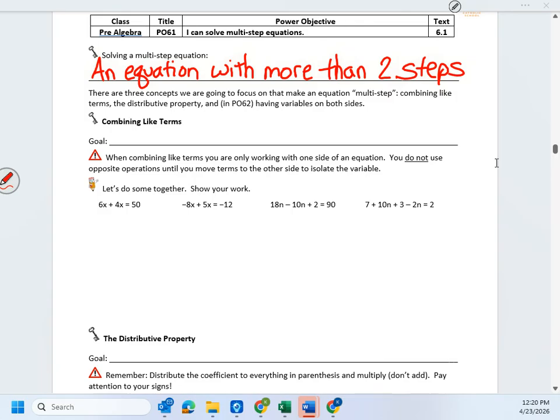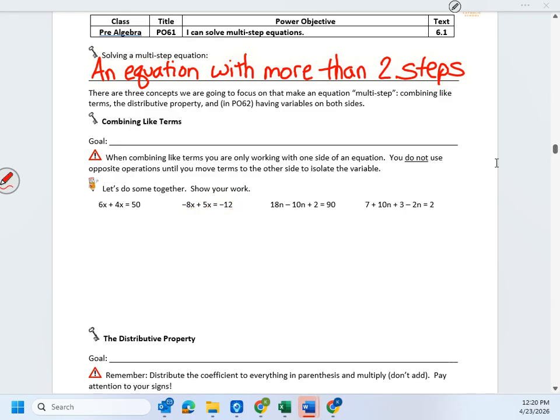So there are 3 concepts we're going to focus on that make an equation multi-step. Combining like terms, which we did in Po60, the distributive property, which we did in Po60, and in Po62, having variables on both sides. So that's coming up next. We're going to see what happens. Instead of just having the equals a number, you're going to have a variable over here, you're going to have a variable over here, and how do we solve that? So those are things coming up.